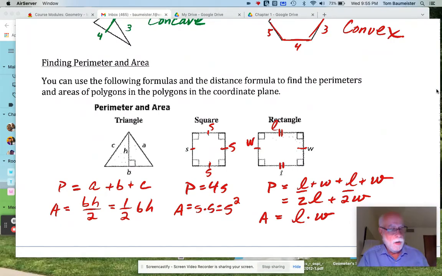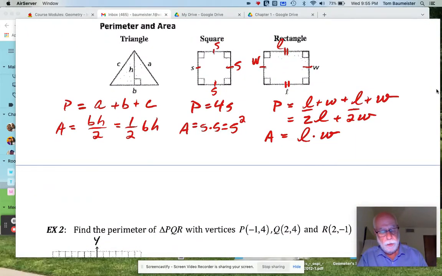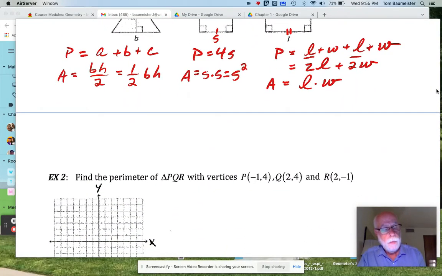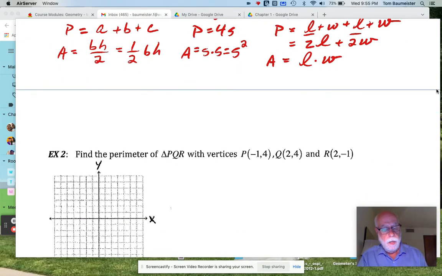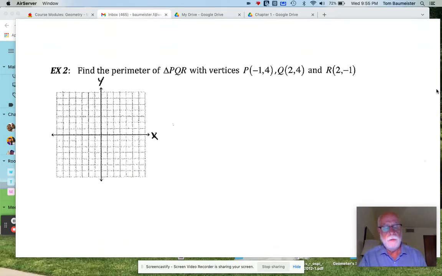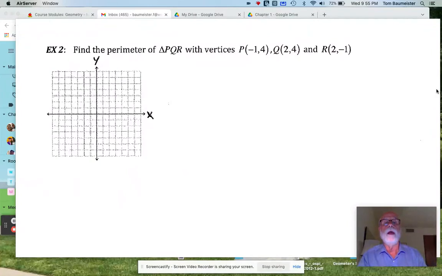Okay. So now we've got a couple of examples here on the next page, and then we'll be good to go. Okay. So example 2, find the perimeter of triangle PQR with vertices at -1 and 4 for P, Q is 2 and 4, and R is 2 and -1.